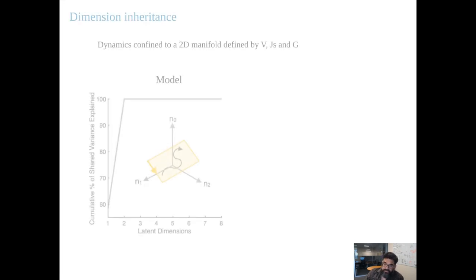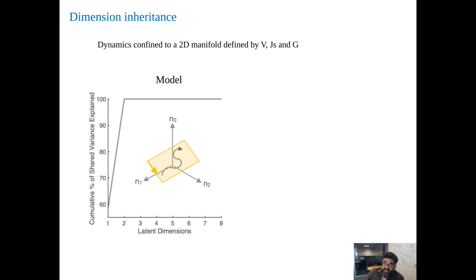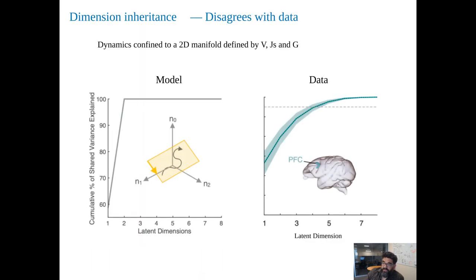And lo and behold, when we do factor analysis on this and ask how many latent variables do we need to explain 100% of the variability, if we have one latent variable, we get roughly 50% of the variability. If we have two latent variables, we get 100% of the variability in our model. So this is not a good representation for what's going on here. I'll remind you that the data showed that the variability wasn't well explained by 2 dimensions, but really on average 4 dimensions here. So this simple weakly coupled model of PFC isn't going to cut it.